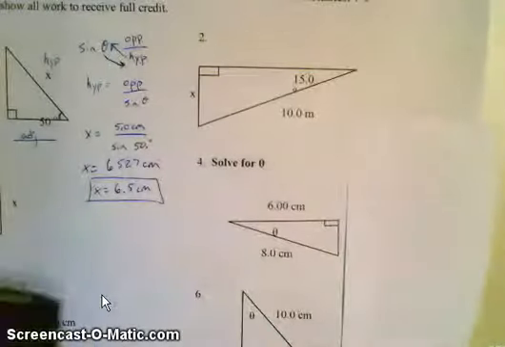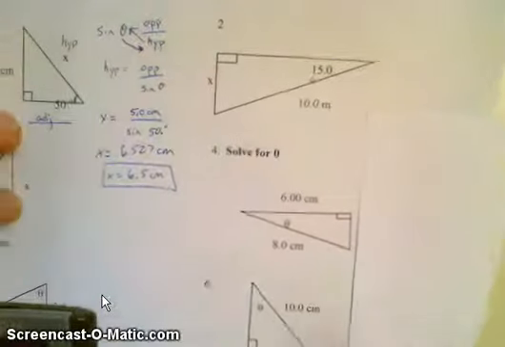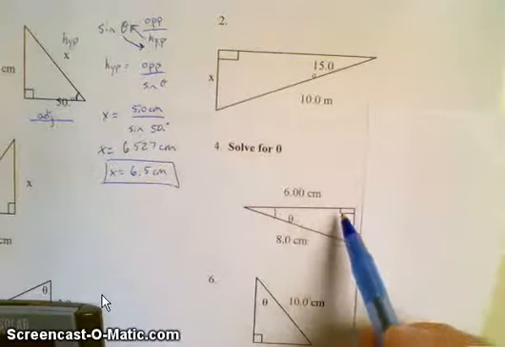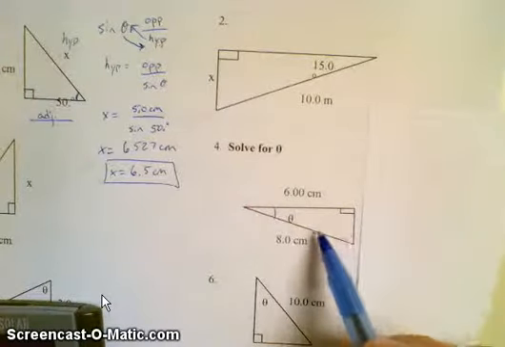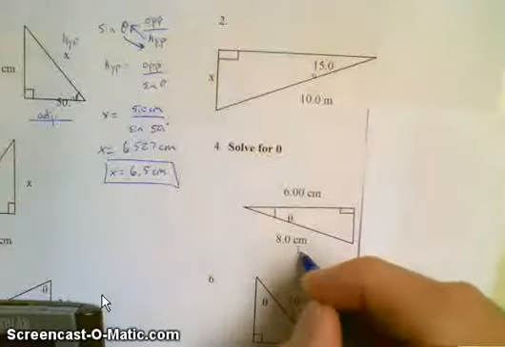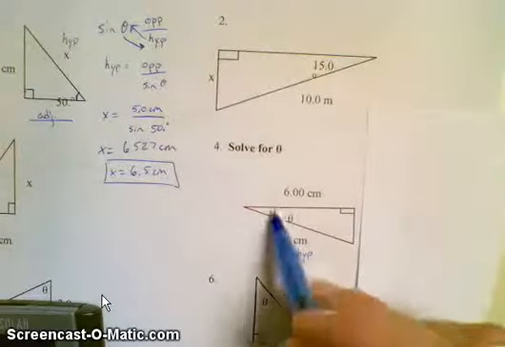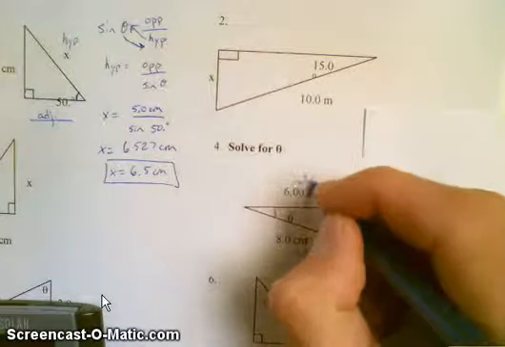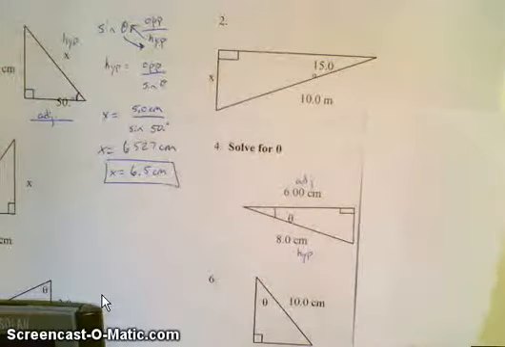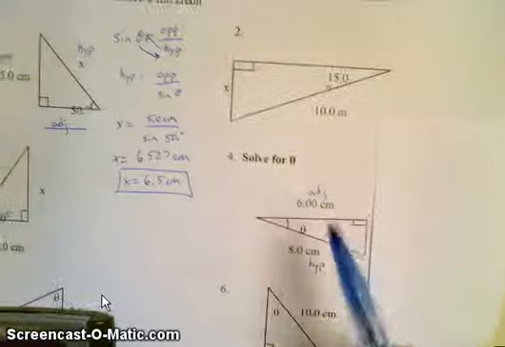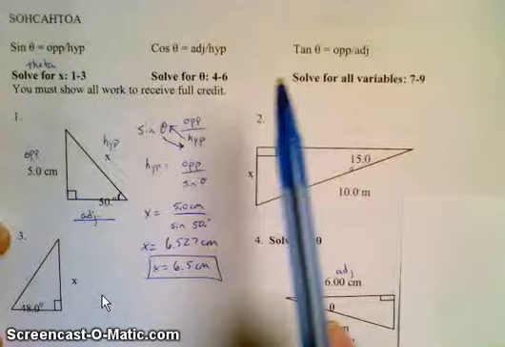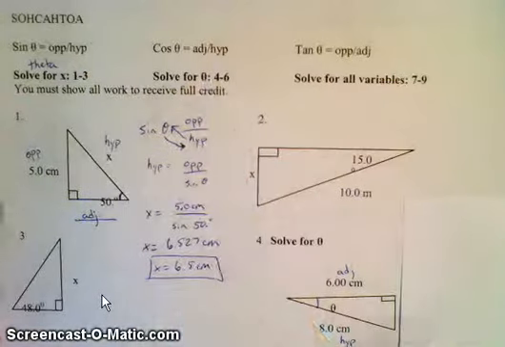Let's move on to number 4. Number 4, we're going to solve for theta. So theta is here. Think about what sides we know. Across from the 90 degrees is the hypotenuse. Next to the angle is the adjacent. So what trig function are we going to use that has adjacent and hypotenuse and angle? You see it? Good. Cosine.